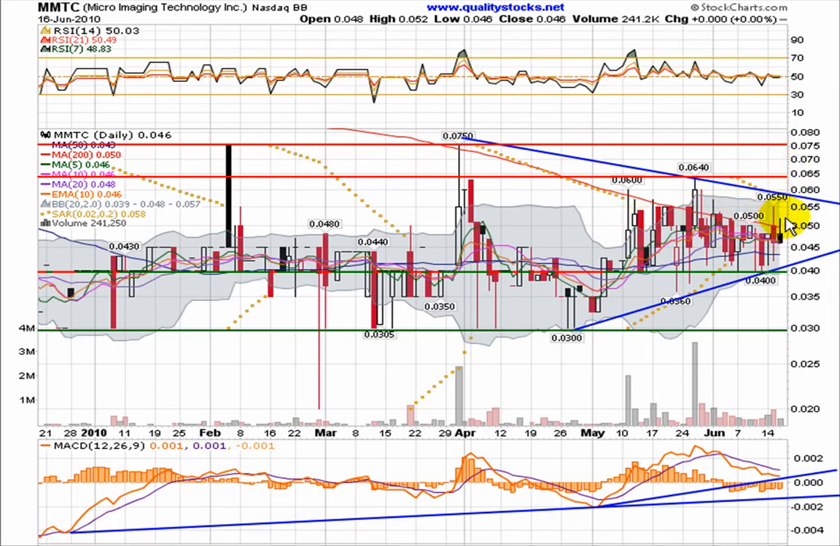75. So right now we're looking for some volume to stay coming in strong. It's about 241,000. It's dropped off a little, but it usually tries to drop off when it gets towards the end of a triangle. So we're going to look for this to continue to push, take out 55, then 65, and then challenge 75. That's the goal with MMTC. Hopefully we'll see that happen.